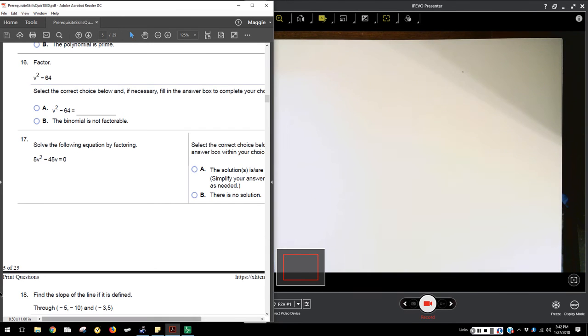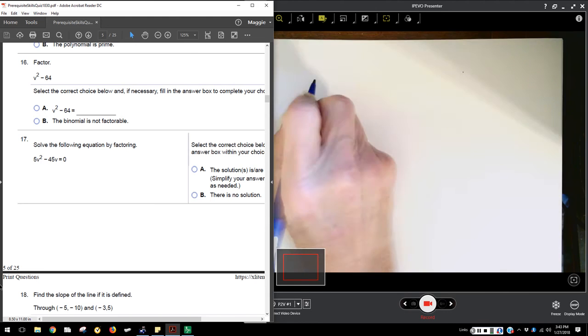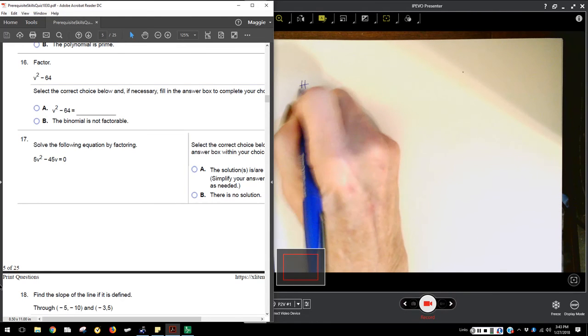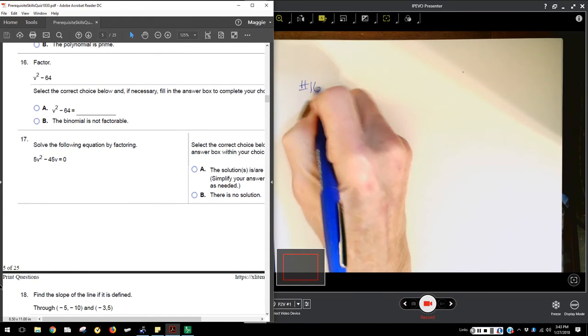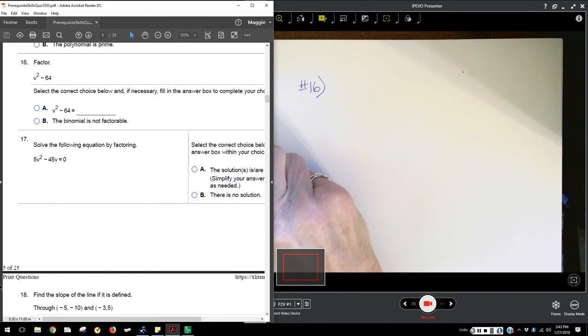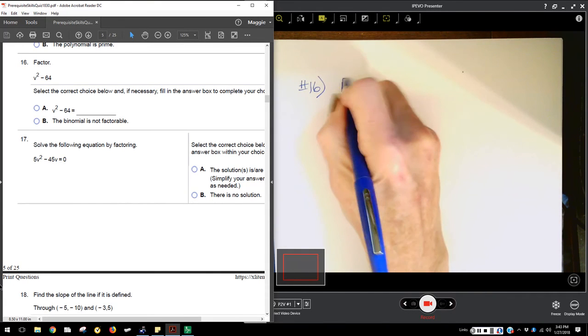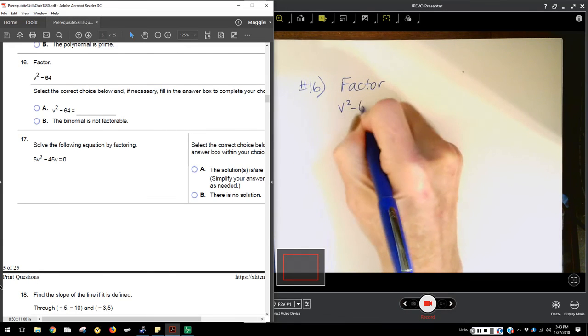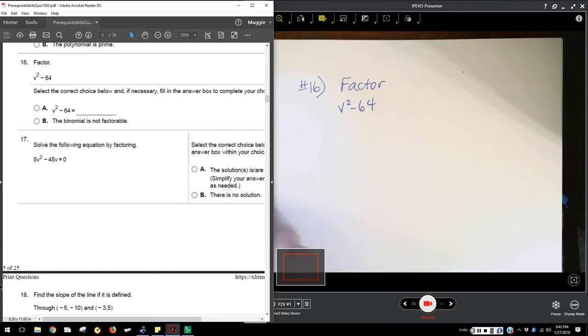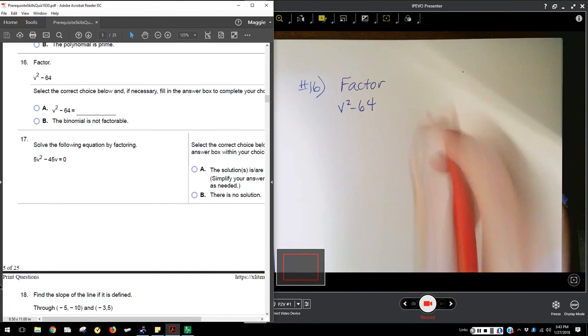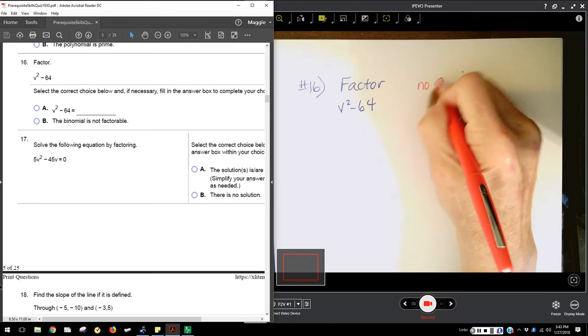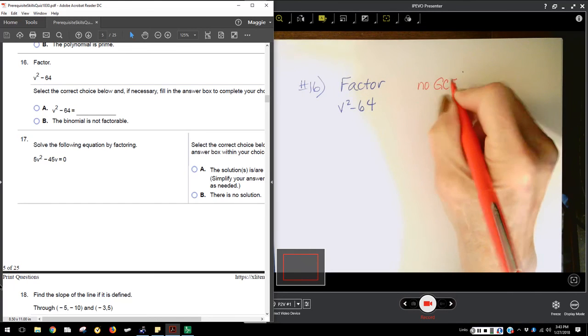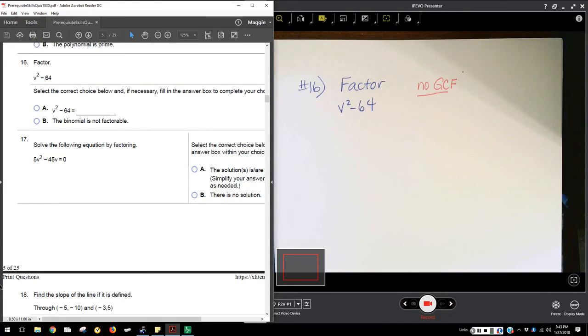Okay, now we're ready to factor another one, and we're going to use the same method. So number 16 says to factor v squared minus 64. And the first thing that I would hope you notice is there is no common factor. So we're not going to be able to do that step.